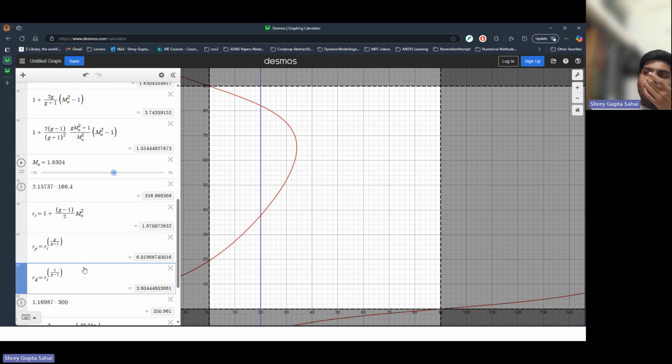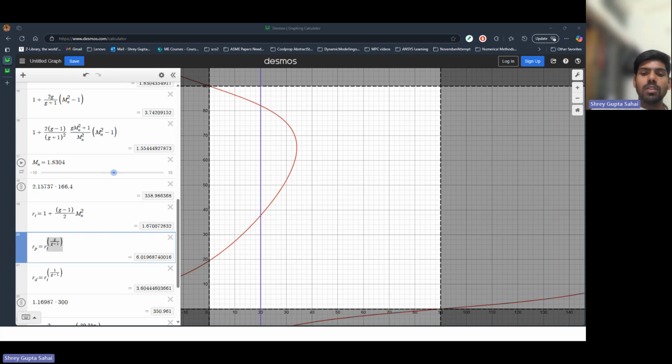Okay. So this one is the pressure ratio. P2 by P1 is 6.02, which implies that P2 is 6.02 atmosphere. And again, similarly, T2 by T1 is also something that you can calculate from this relation.